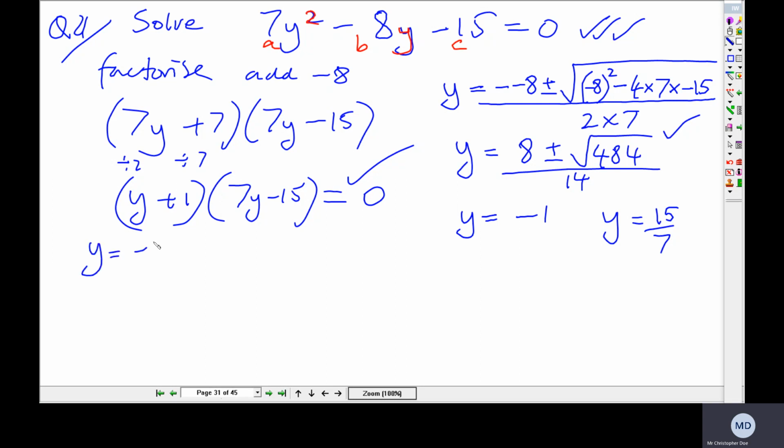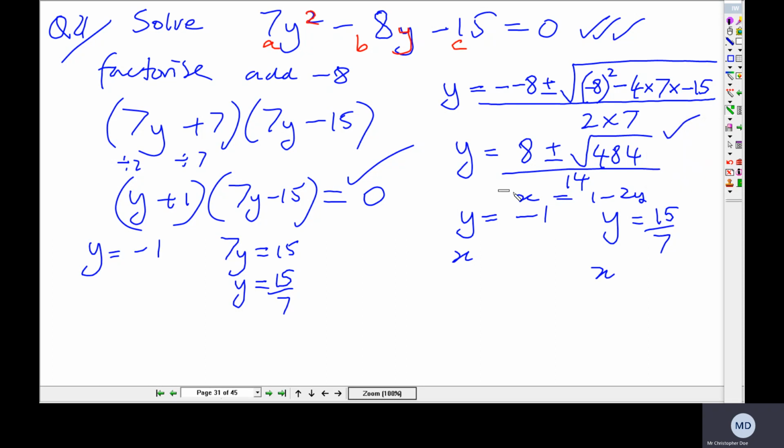Y equals -1, or here, 7y must equal 15. So 1y equals 15/7. So you're going to get the same answers for y, but for your 5th and final mark, you have to get the y answers and the x answers that match it. And remember what we said, didn't we say x was 1 minus 2y? Right from the beginning, when we started, we said x equals 1 minus 2y.